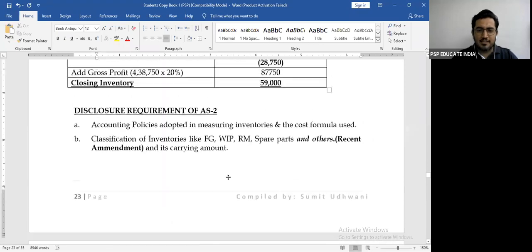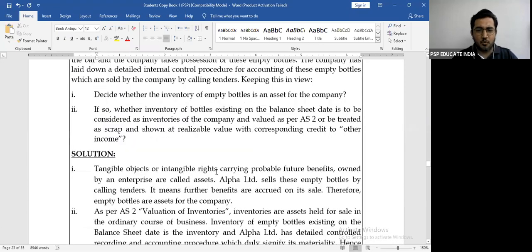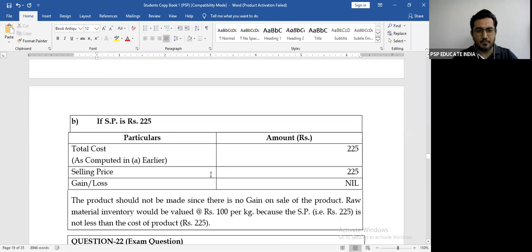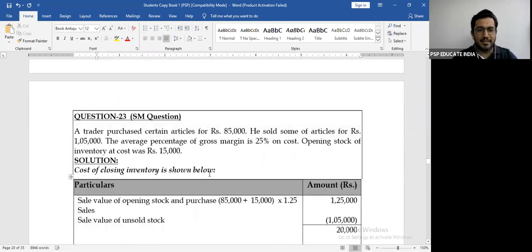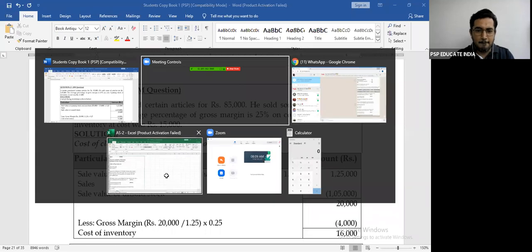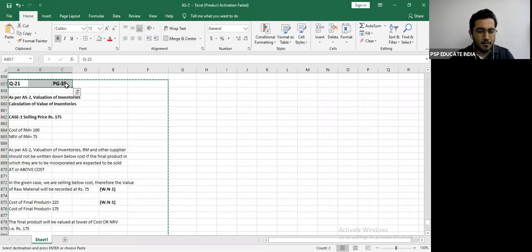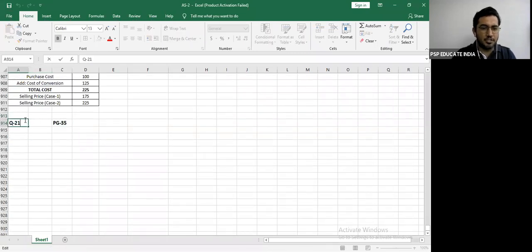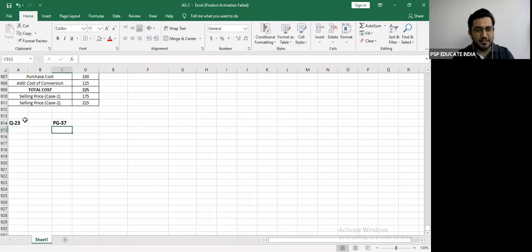Let's go to one last concept and one last question. Quickly come to question number 23. Let's solve question number 23, which is given to you on page number 37. Question number 23 on page number 37.